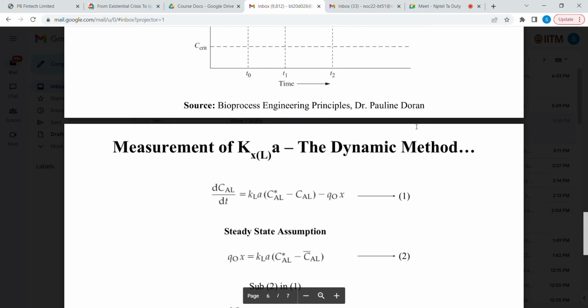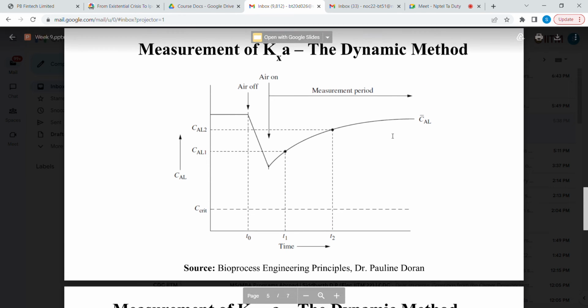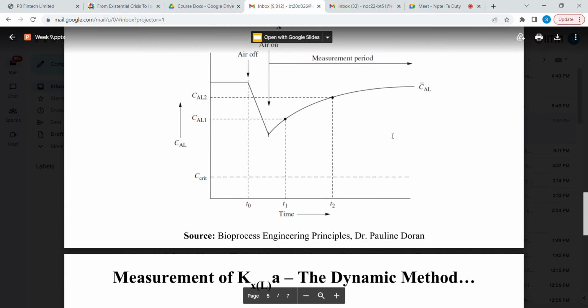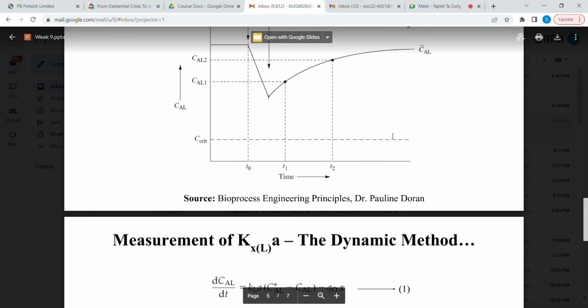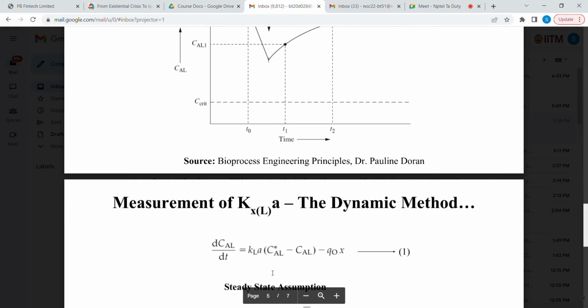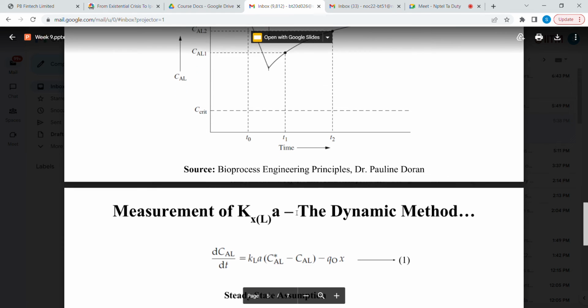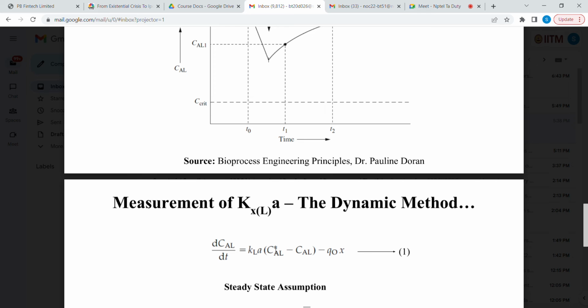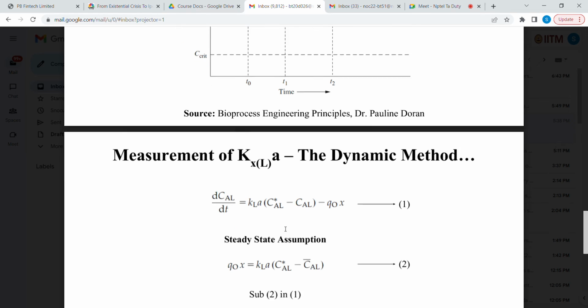So now here, if you think about it, the rate of change of concentration CAL is a factor of two things. It is a factor of the oxygen transfer rate, which is given by KLA into C star minus CL, and the consumption of oxygen by the microorganism. This is the specific oxygen consumption rate, the consumption rate per unit biomass, and this is the amount of biomass that is present in the bioreactor. So basically, this is the oxygen transfer rate from the compressor into the bioreactor, and this is the oxygen consumption rate, and the rate of change of oxygen in the system should be the oxygen transfer rate minus the oxygen consumption rate. It's very simple, right?